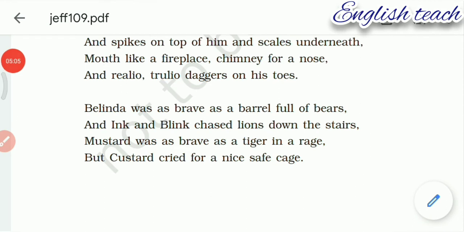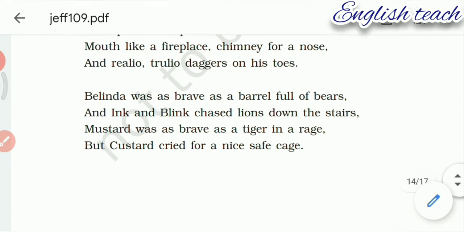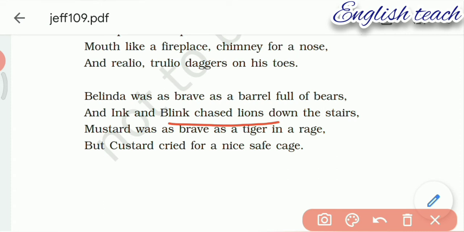In this paragraph, the poet explains the inner strength or the bravery of various characters of the poem. He says that Belinda was as brave as a group of bears, and Ink and Blink were so brave that they could hunt lions. So here he has shown the bravery of the kitten and the little mouse that could hunt even the lion.